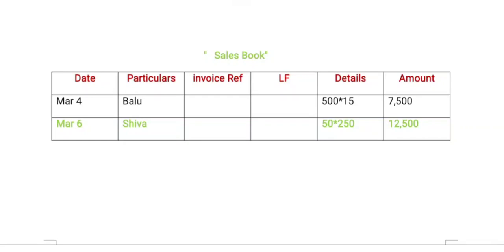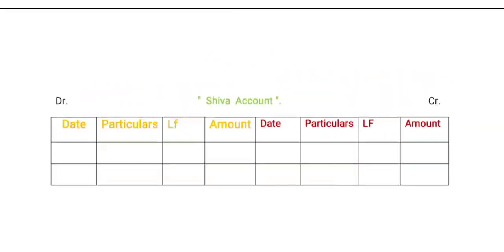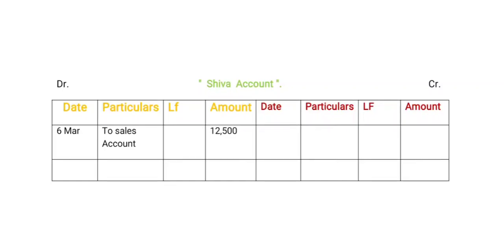It is complete. Now we are going to Shiva's account. Coming to the debit side of Shiva's account, in the date column, 6th March, to sales account, 12,500. This is clear. Now we are going to another transaction.